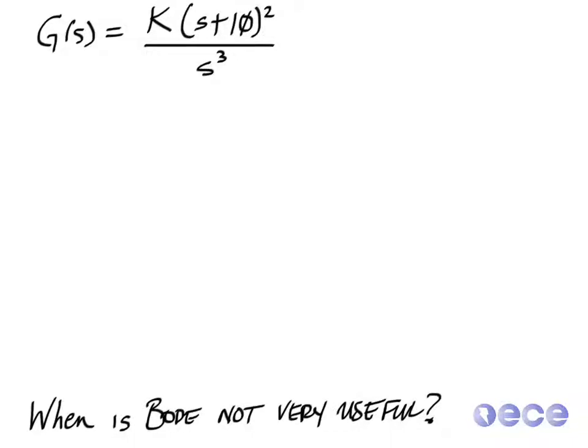So we've looked at root locus plots, Bode plots, and now we're talking about Nyquist plots. Here's an example of when a Bode is not actually very useful. So here's a transfer function, G(s) equals K times (s plus 10) squared divided by s cubed.